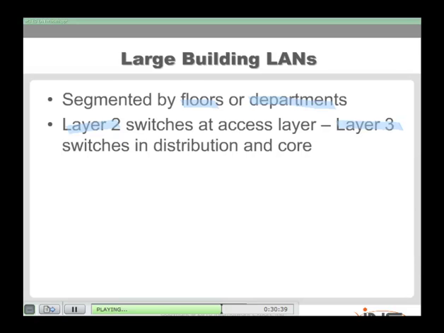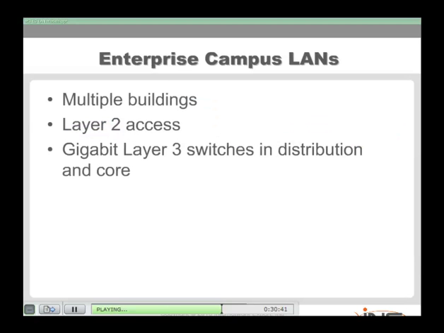Moving up from the large building local area network, we have the largest structure that we identify in this course for LAN. It's the enterprise campus LAN. It may feature gigabit or 10 gig connections between multiple buildings. Once again, layer 2 devices are used at an access layer, and then gigabit capable layer 3 switches are typically found in the distribution and core layers.